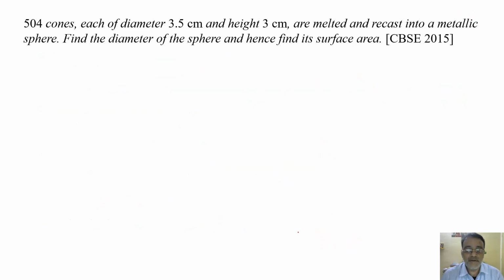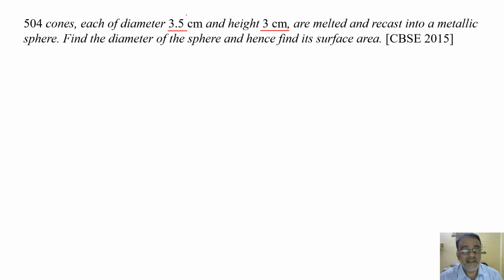Now this is a very good question. 2015. 504 cones, each of diameter 3.5 centimeter and height 3 centimeter, are melted and recast into a metallic sphere. From 504 cones we make one sphere. So the volume of 504 cones will be equal to the volume of one sphere, the big sphere. Find the diameter of the sphere and hence find its surface area. Question is clear? Yes, sir.